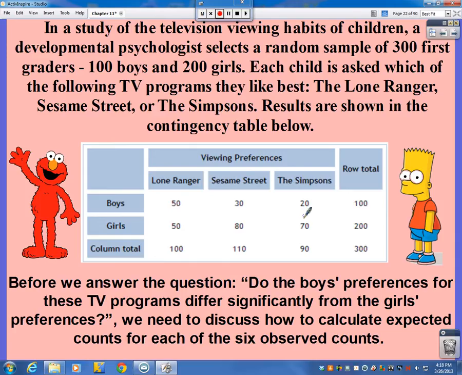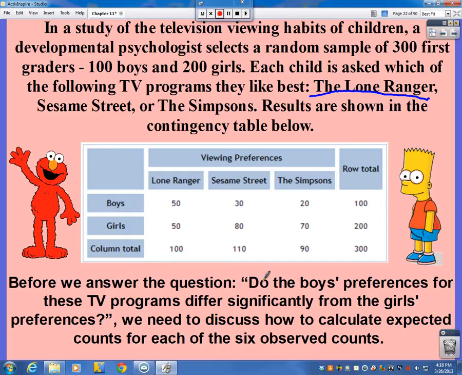Now, this is an example I pulled out of the book. I'm wondering, is there some new version of The Lone Ranger I'm unaware of here? Because I thought that was something my grandparents, maybe my parents watched, if they're that old. Sesame Street seems pretty babyish, and The Simpsons, I mean, how many first graders are really watching The Simpsons here? That's not really a show I would let a first grader watch. I don't know. Anyway, that's a whole other story.